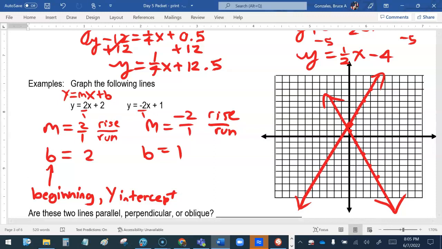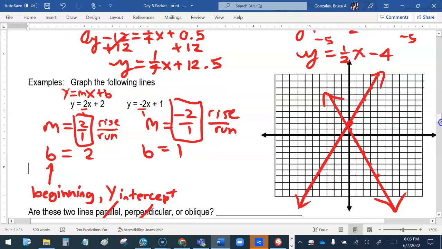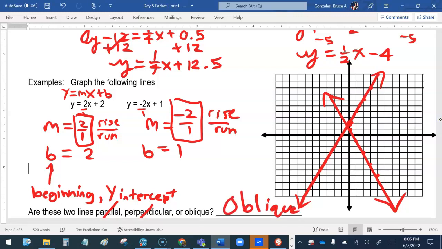Now, are these parallel, perpendicular, or oblique? Just by looking at these slopes, 2 over 1, negative 2 over 1, even though the sign changes, it does not flip. It is not perpendicular. They're not the exact same. It's not parallel. So what do we call that when they just intersect and they're not perpendicular? Oblique. Okay. Give you a second to write that down.